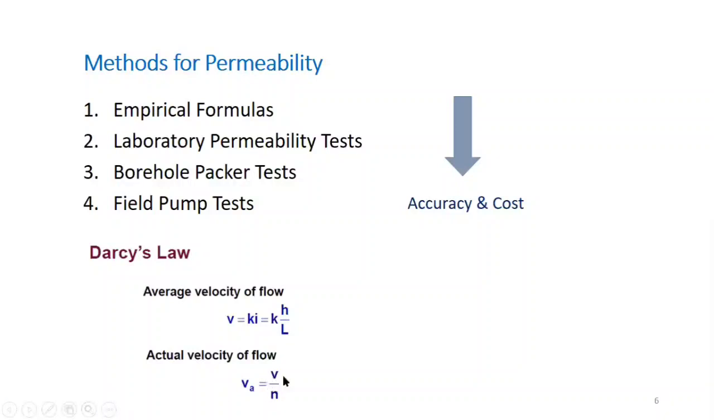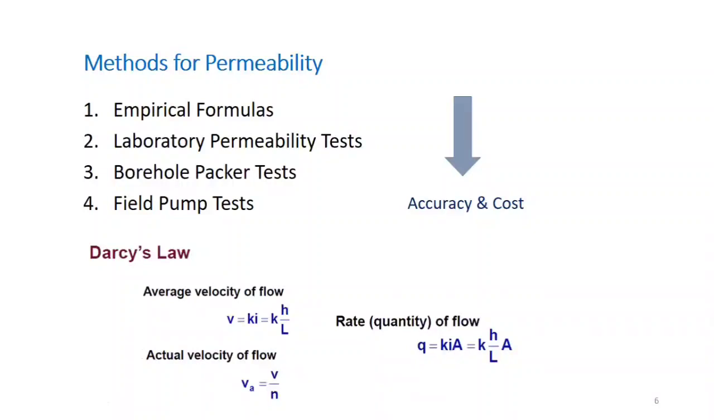Okay, so V over n, and you know that porosity is normally represented in percentage, so the maximum value of n would be 1 or 100%. So this number will always be 1 or less than 1. That means your actual velocity, or you can call it seepage velocity, will always be more than the average velocity, which you call velocity based on the total area of flow. So this is something you need to remember: this is the seepage velocity, V over n, where n is the porosity.